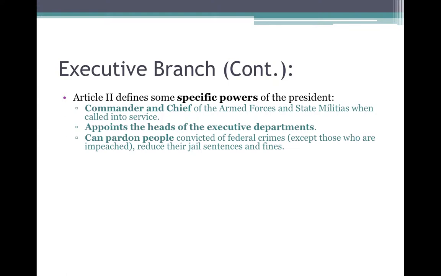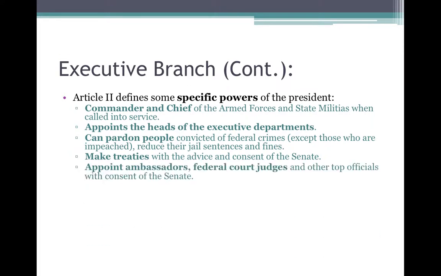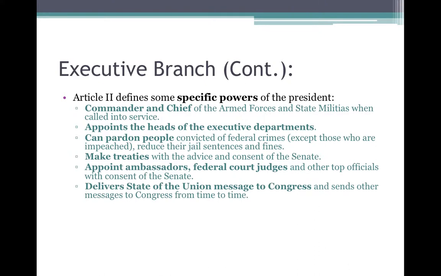The President can make treaties with the advice and consent of the Senate, and can appoint ambassadors, federal court judges, and other top officials with the consent of the Senate. The President can deliver the State of the Union message to Congress and send other messages to Congress from time to time.